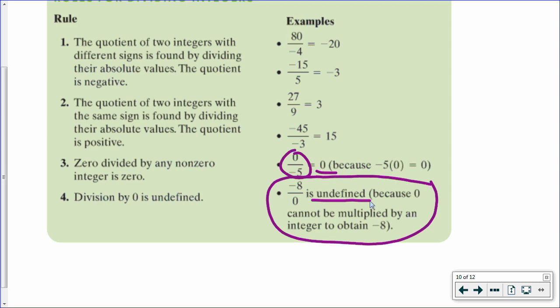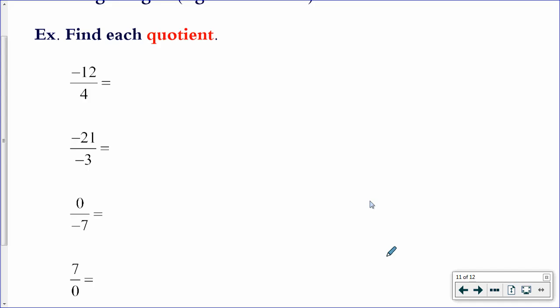There is no value for it. It's not 0. It's not a 0 with an X through it or anything like that. It's simply the word undefined. It doesn't mean anything in math, so we write undefined. Quotient is the word for a division problem, or the answer to a division problem.